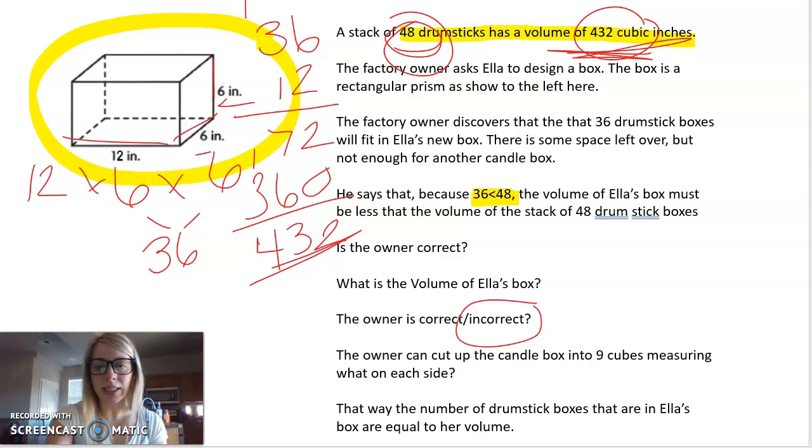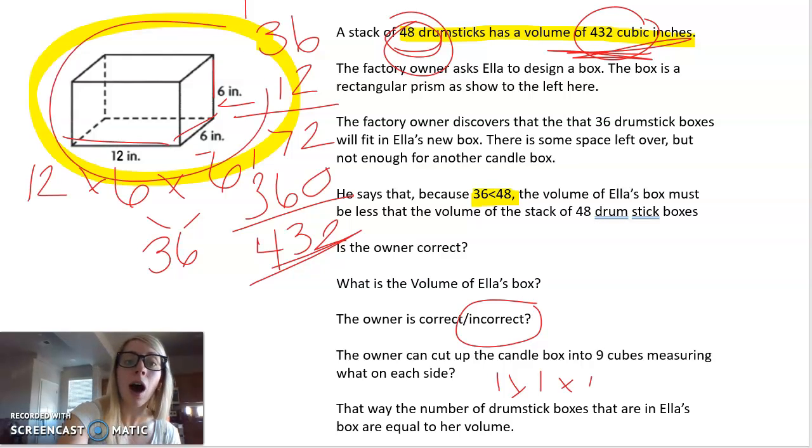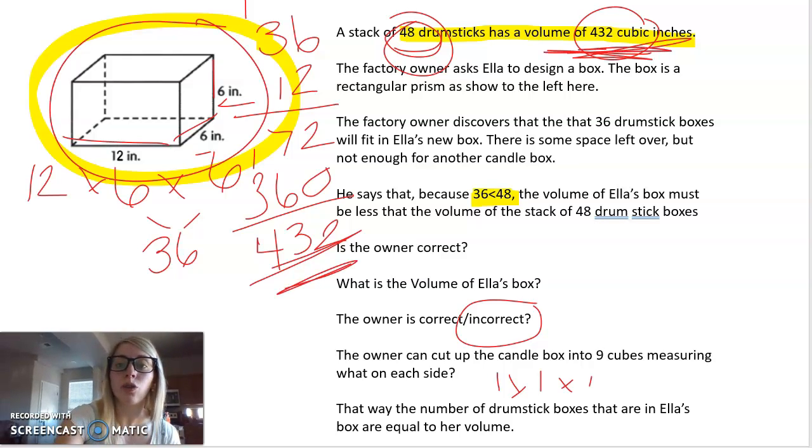So we need to cut the candle boxes into, that should be drumstick boxes, into 9 cubes measuring 1 by 1 by 1 inch on each side. That way, the number of drumstick boxes that are in Ella's box is equal to the 2 volumes, okay? So note that you're cutting up the long drumstick boxes into individual pieces so that they're all 1 unit, like we learned in lesson 11.5, okay? So this second question is probably the trickiest question that you're going to see on today's performance task.